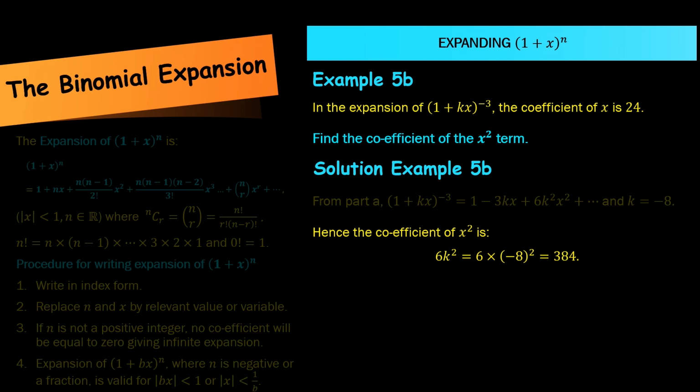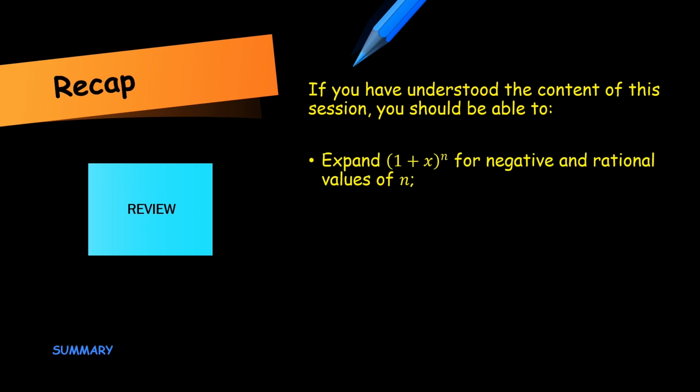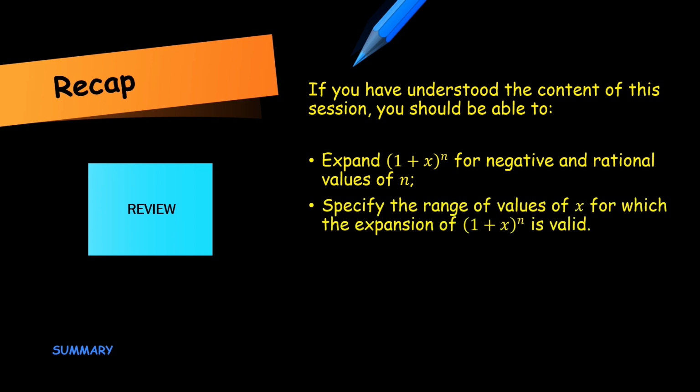This brings us to the end of this session. If you have understood its contents, you should be able to expand (1 + x)^n for negative and rational values of n. You should also be able to specify the range of values of x for which the expansion of (1 + x)^n is valid.